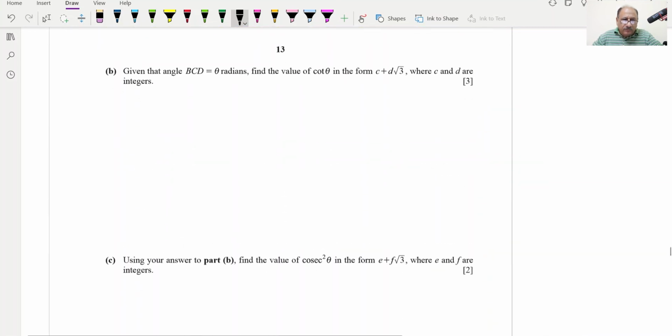Now part b says, given that angle BCD is equal to theta radians, find the value of cot theta, cotangent theta, in the form c plus d under root 3, where c and d are integers. This is also a 3 marks question.